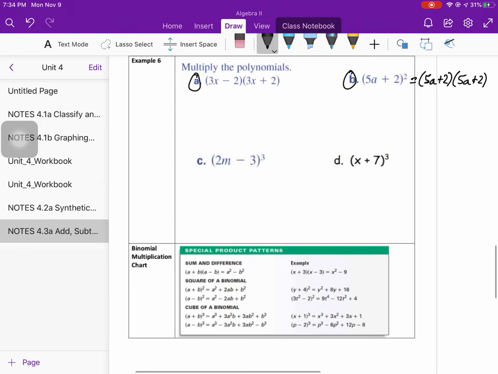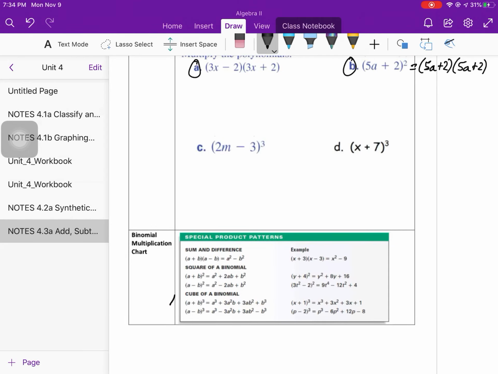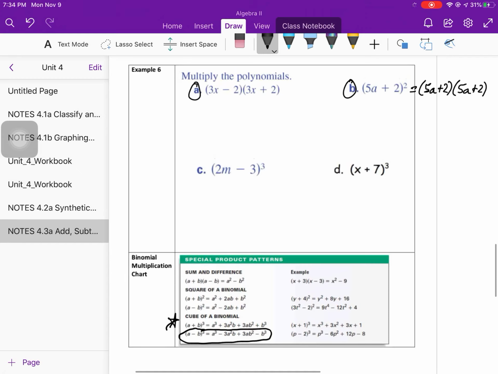So when you're cubing the same thing, so this is 2m minus 3 cubed. If you look down here, we have the cube of a binomial. This is going to be the bottom situation. So you have to identify what your A and B is first. So for C, the one that I'm going to show you, A is equal to the first term, which is 2m. And then B is equal to the last term, which is the 3. Okay?